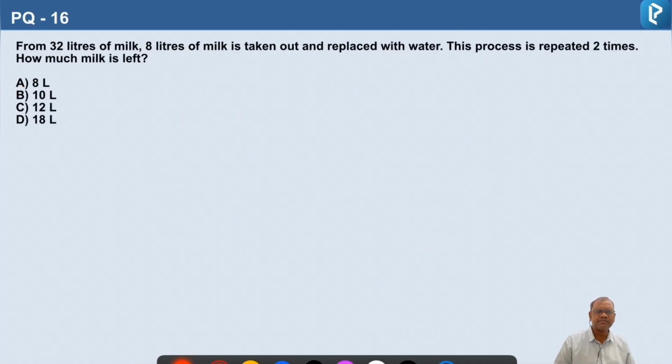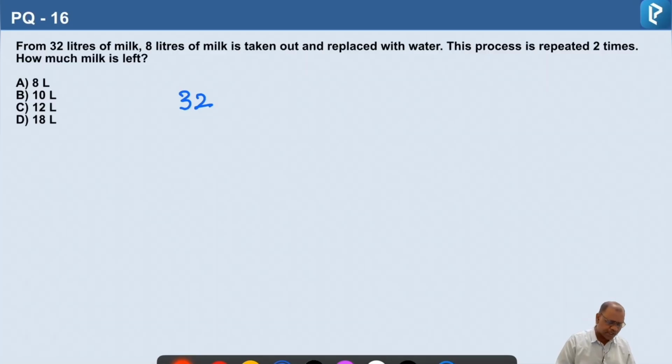Question number 16. From 32 liters of milk, 8 liters of milk is taken out and replaced with water. This process is repeated 2 times. How much milk is left? Here we have to use the formula which we have studied in session 1. The initial quantity is 32 liters, and we are replacing 8 liters out of this 32 liters.